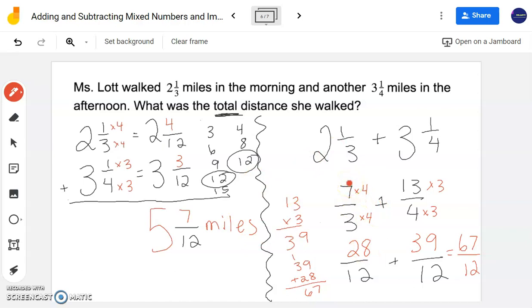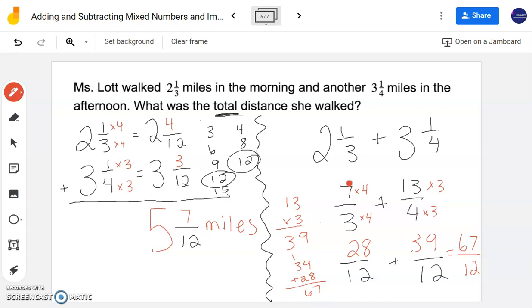However, if I was to go explain to my family, this is how much I walked today, my family, if I told them I walked 67/12 miles today, they're going to have a hard time understanding the total distance I walked. However, if I explain to my family I walked 5 7/12 miles, they have a little bit better of an understanding.